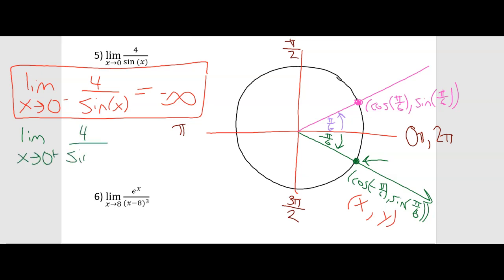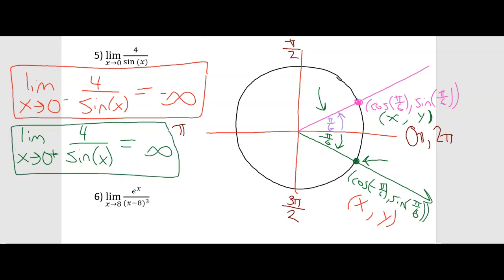Now I just want to think about an angle measurement that is slightly greater than 0. So why not use pi over 6? Again, my cosine values represent the x values, and my sine values represent my y values. And we're in the first quadrant, so my y values are going to be positive. So my sine values are always going to be positive. So this limit is going to approach positive infinity.